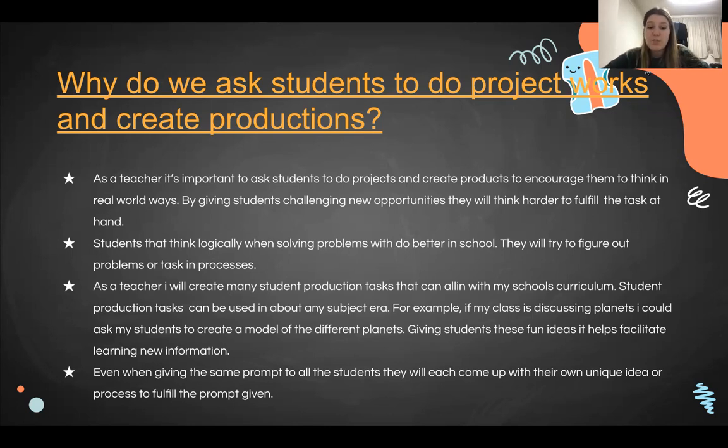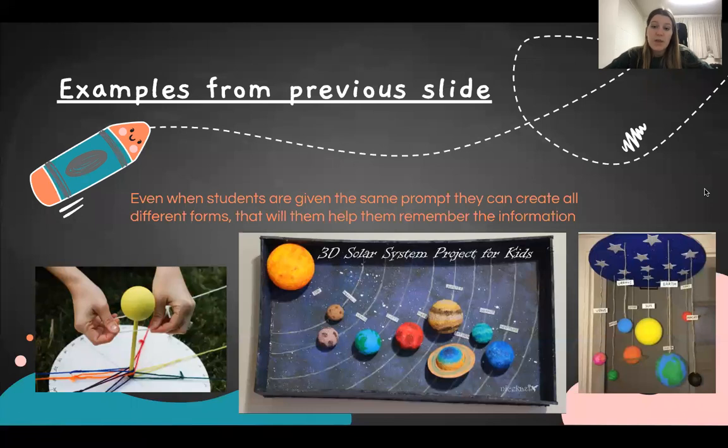Even when giving the same prompt to all students, they will each come up with their own unique idea or process to fulfill the prompt. When students have access to materials, they can be as creative as they want to be. An example from the previous slide was how I asked students to recreate the solar system or planets with the same prompt, and they can all come up with different designs. Like this one's a mobile, and this one's a 3D solar system, and this one's a standing up one.